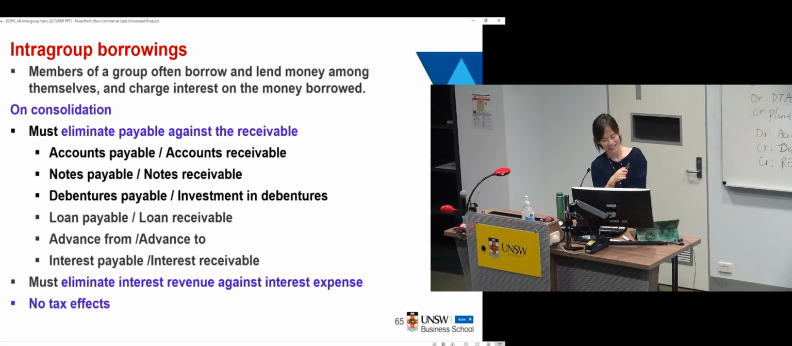Okay, it's similar things. Now then we have intragroup borrowings. Then you have intragroup payable, receivable, interest, expense, revenue. All need to be eliminated. But once again, no tax effects. So there's no unrealized profit from the intragroup borrowings transaction.